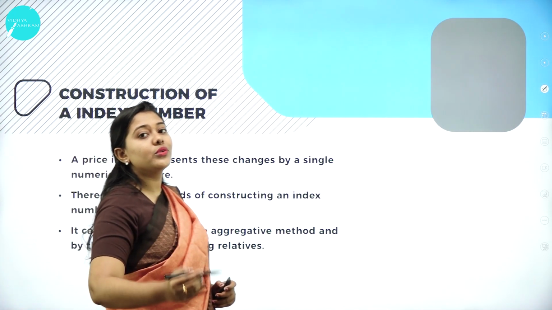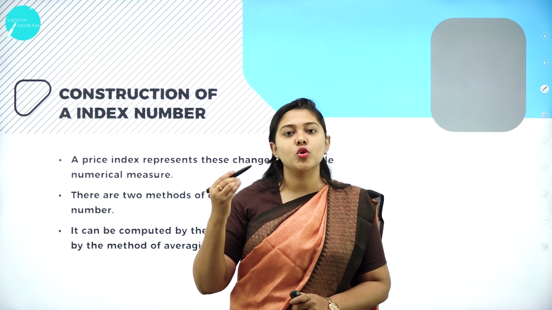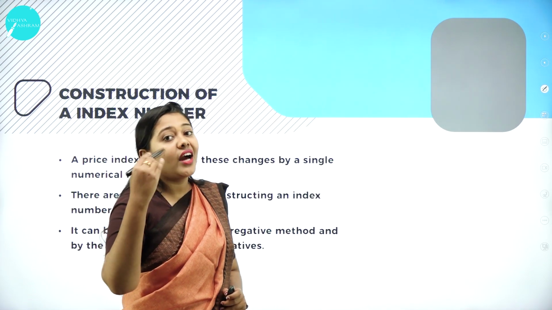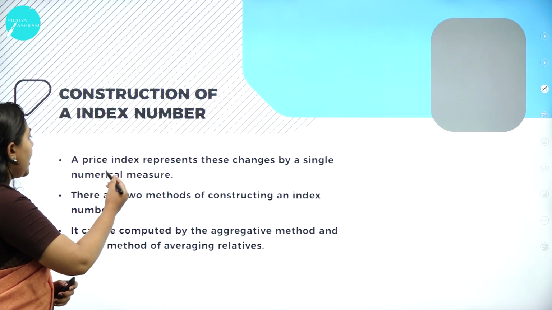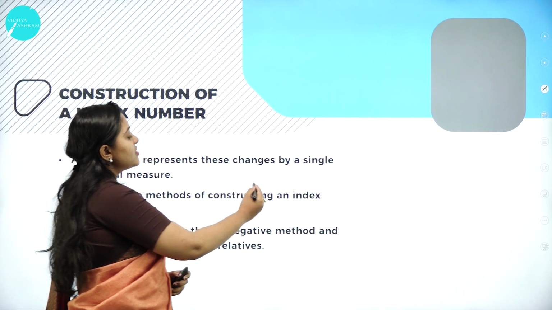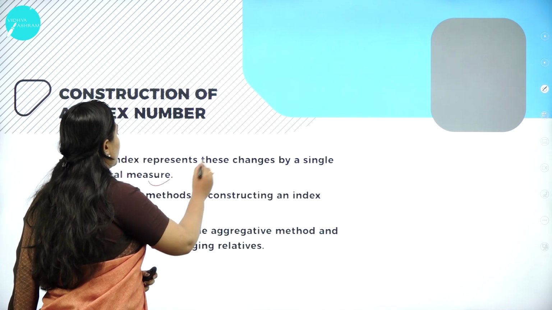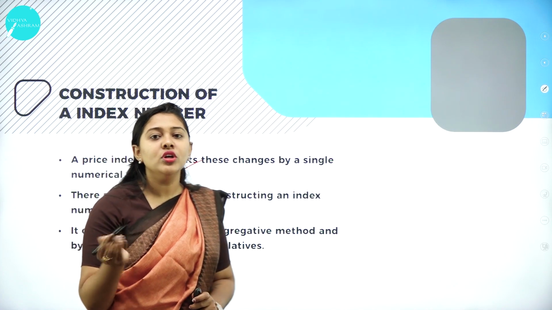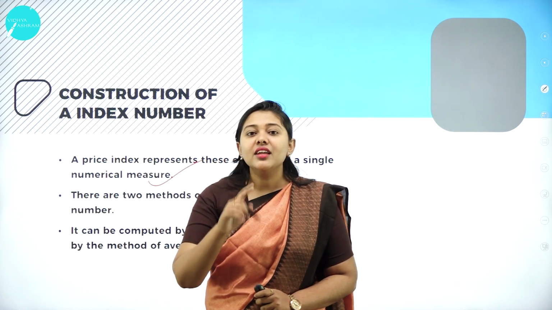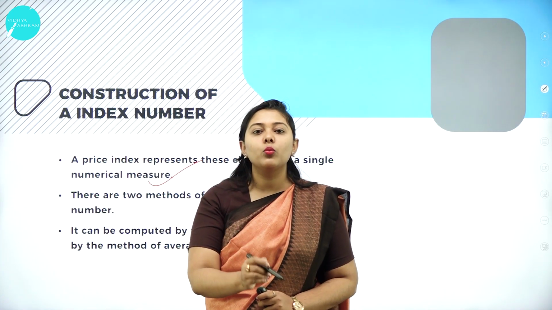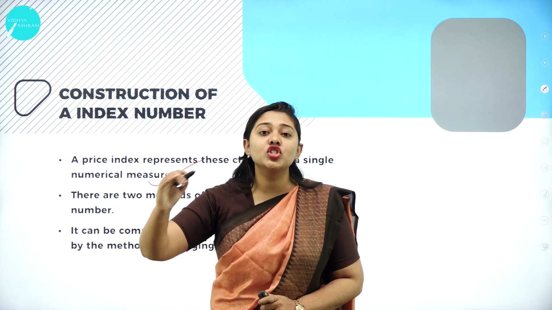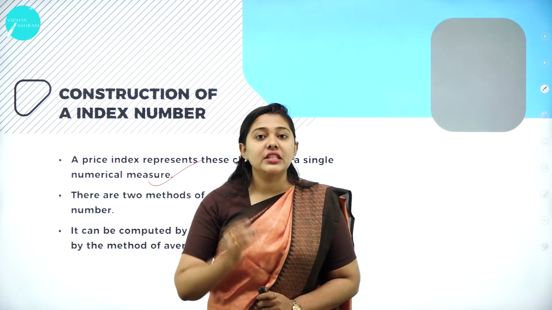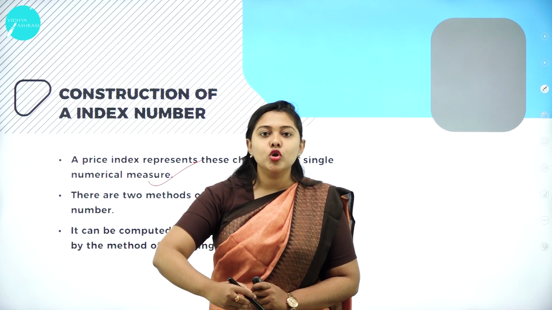So how do you construct an index number? What is the method that we are following? A price index represents these changes by a single numerical measure. As I have told you, the price index, with a single value, represents the changes that are happening in the price of a commodity or a good.